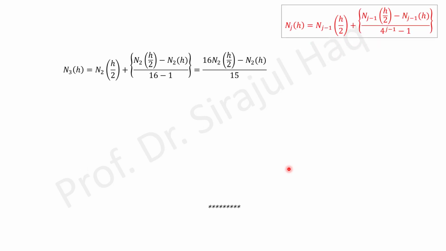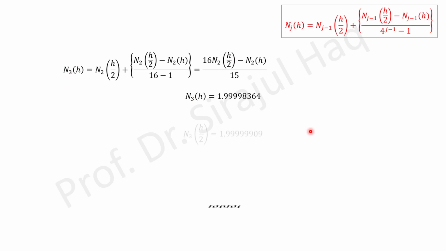Now let's come to the formula. N3 of h replaces j by 3. So this will be 2 raised to the power 4 minus 1, which is 16 minus 1, which is equal to 15. And if you take the LCM, so 15 plus 1 is 16 times N2 of h divided by 2 minus N2 of h. In the previous slide, you saw that N2 of h you have computed, N2 of h divided by 2 you computed. Just substitute the values and that will give you the value of N3 of h.